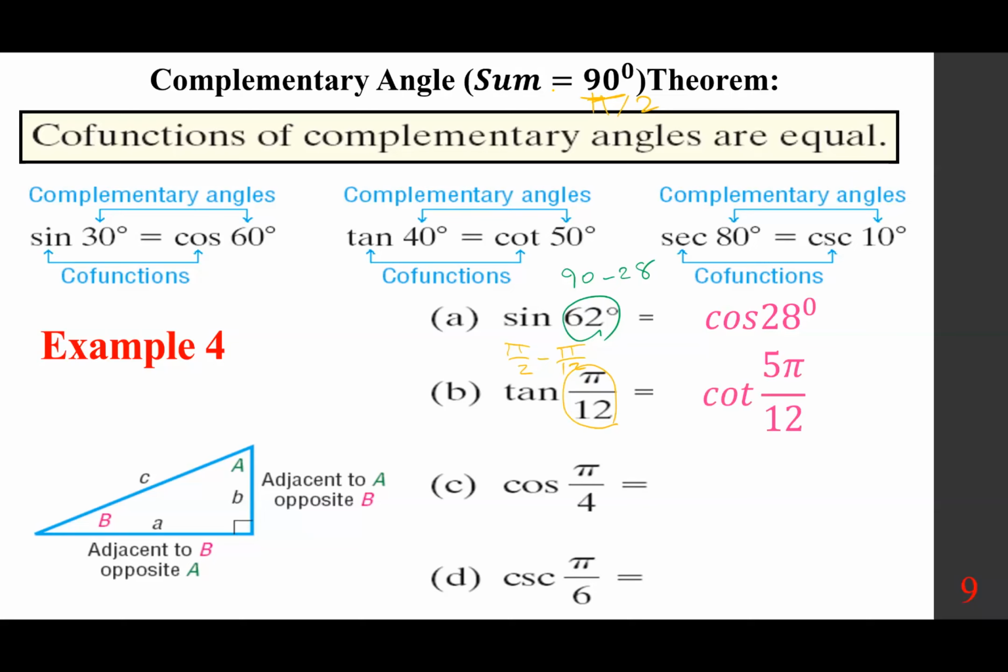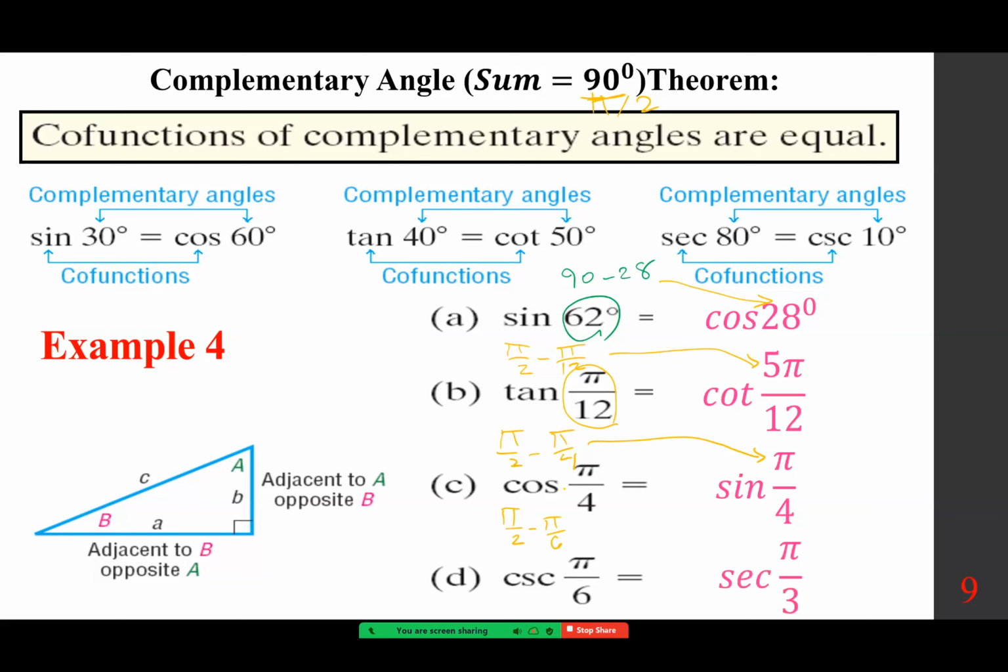Cosine of pi over 4 is the same as sine of pi over 4, because pi over 4 plus pi over 4 is 90 degrees. This is how you get this, okay? Cosecant of pi over 6, so pi over 2 minus pi over 6, which is pi over 3, makes it secant of pi over 3.